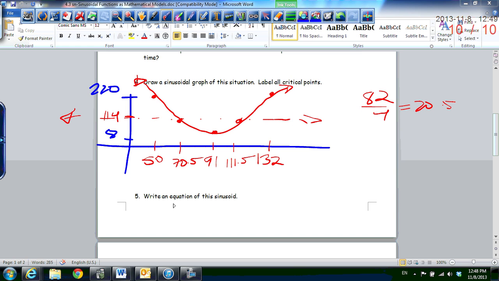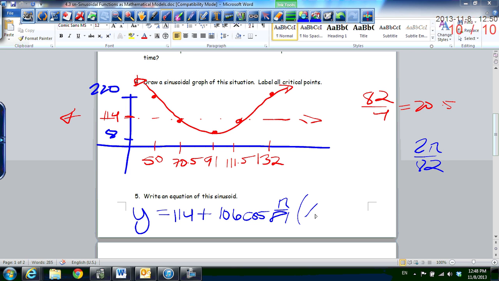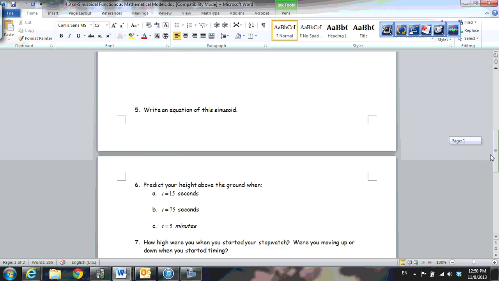Writing the equation, y equals our vertical shift, 114, plus our amplitude, so 114 to 220, that's 106. We already said it was cosine. And then if my period is 82, I'm going to do 2 pi over 82, and I'm going to get pi over 41. And then last thing, x minus my horizontal shift, which was 50. So that's my equation. And then the back is just plugging in numbers.